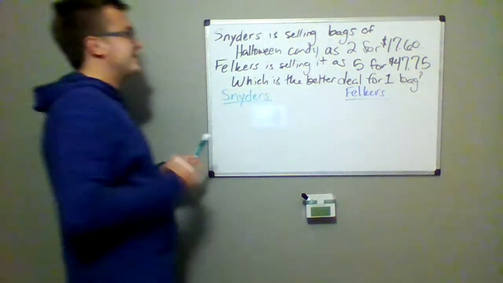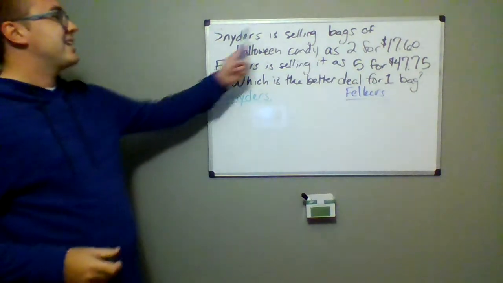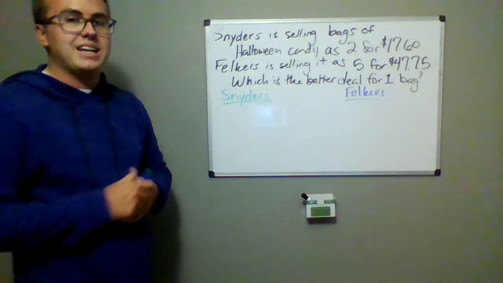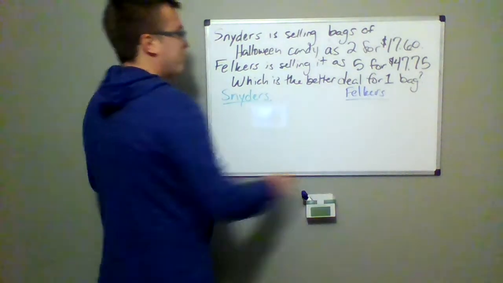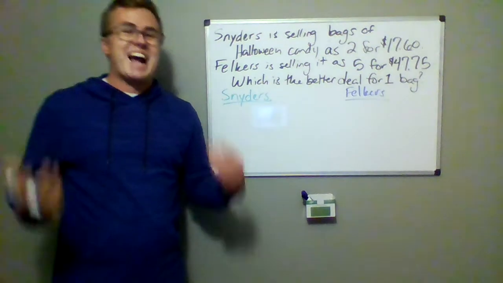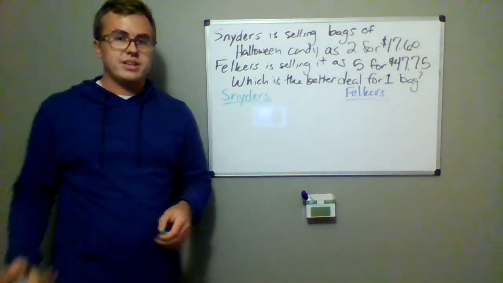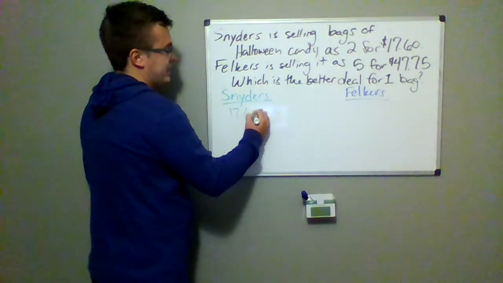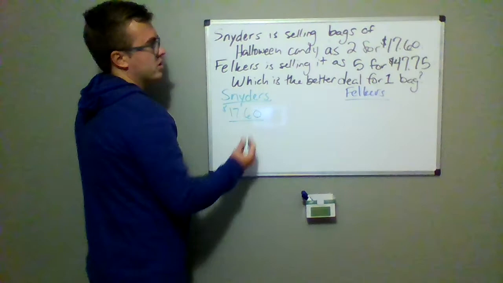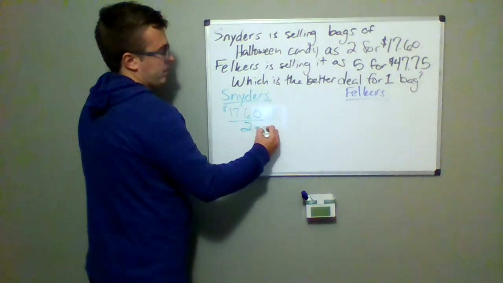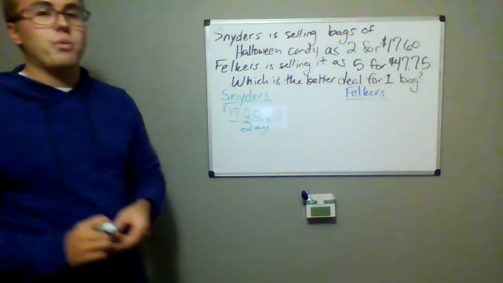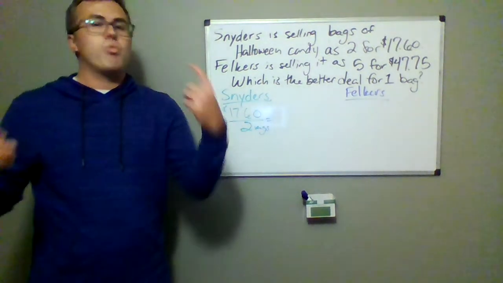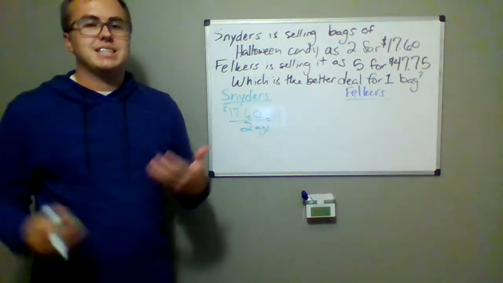So let's look at Snyder's first. So it's saying that it's selling Halloween candy as 2 bags for $17.60. So 2 bags for $17.60. We got to figure out that constant of proportionality. So I'm going to put the dollars on the top. $17.60 per 2 bags. And I'm going to find that, and what we call this is a unit rate. We're thinking, how much does this cost for 1 unit? And the unit in this case is bags.